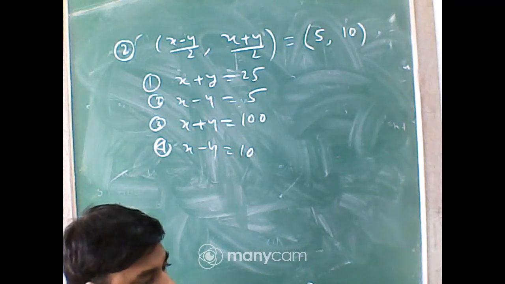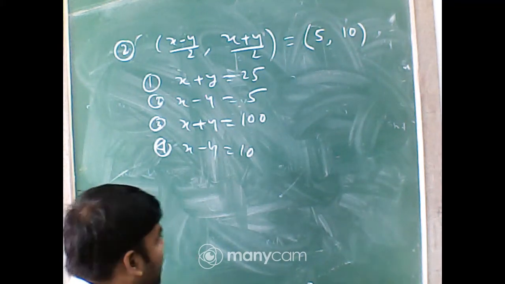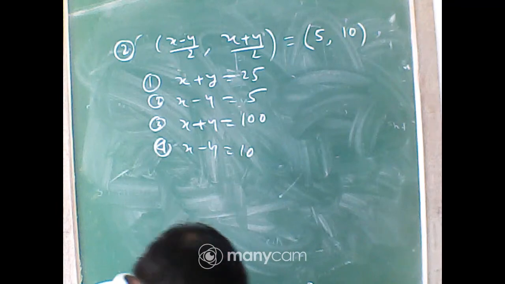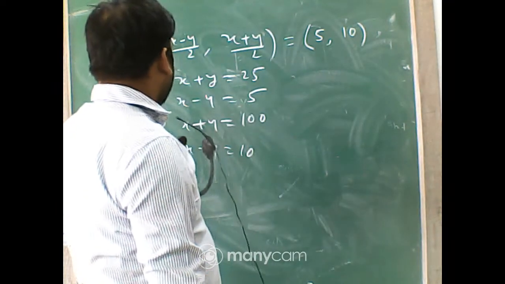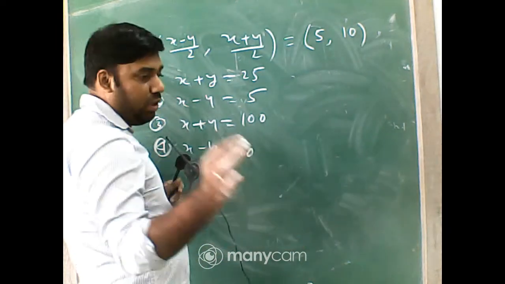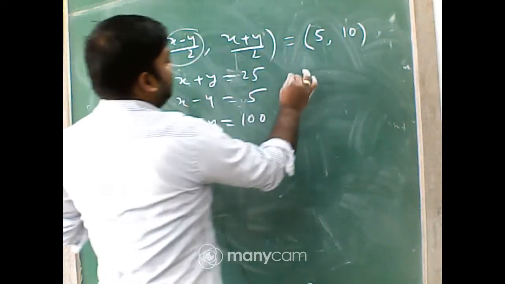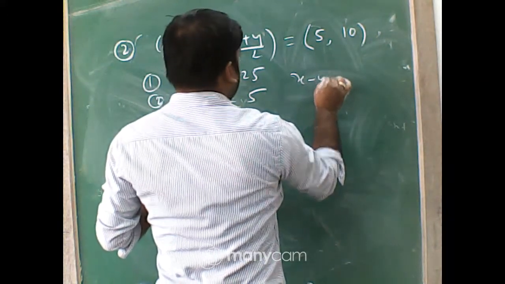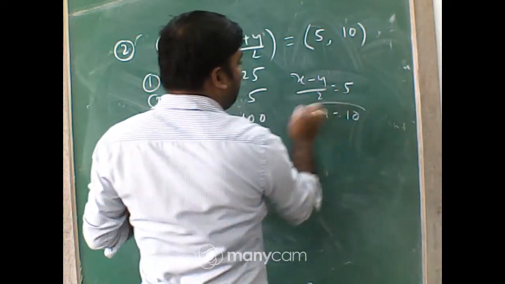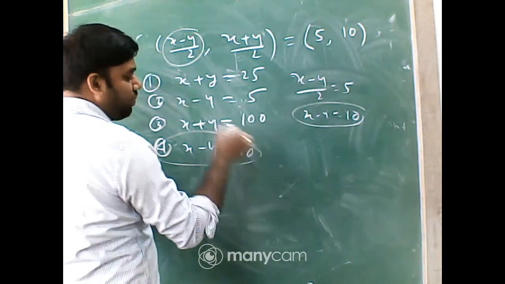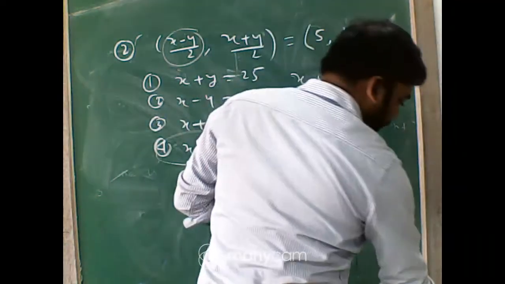Quickly, so much time is going. X equals 20, y equals 10. Yes, very good. X equals 20, y equals 10. But no need to go into the calculation. Just look at that x minus y by 2 equals 5. So x minus y equals 10. From that relation you will get x minus y equals 10. Okay, no need to solve further. Next question.